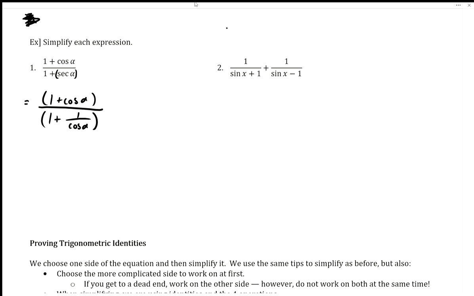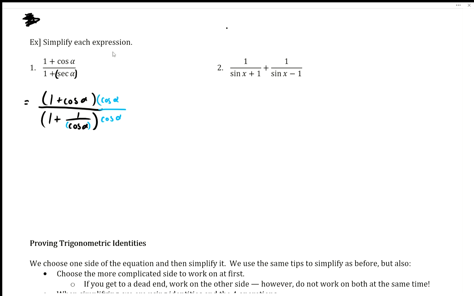Now, this is a common strategy. We saw it in the last couple of problems too. We look at this small denominator and we want it gone. We don't want complex fractions. So what we'll do is multiply the whole numerator by cosine of alpha and the whole denominator by cosine of alpha.